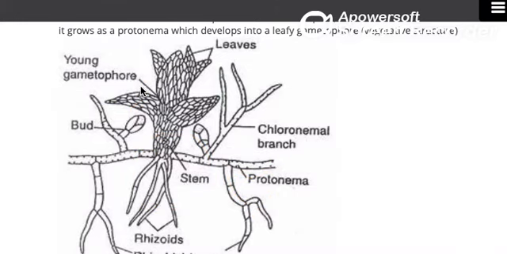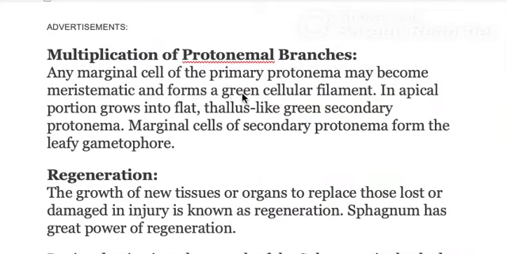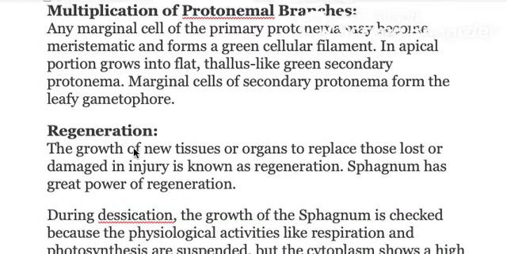So in that way, in the multiplication of the protonemal branches, you can understand that any marginal cell of the primary protonema may become meristematic. Okay, if it becomes meristematic, it means that it becomes active, and it forms a green cellular filament. This green cellular filament is nothing but the secondary protonema. Okay, the secondary protonema then forms the leafy gametophore. Okay, is it clear? I hope so.